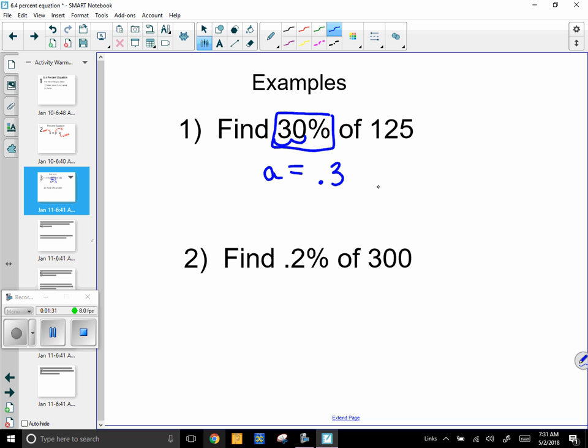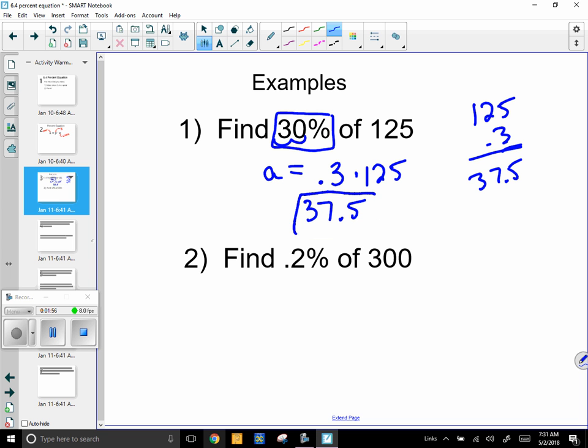Go back to 0.3 times 125. And I'm not sure if your teacher is allowing you to use a calculator yet or not. If not, just come out to the side and multiply 125 times 0.3. And that's 375, but it's 37.5 because there's one thing behind the decimal. So the answer to this is 37.5. Let's try the next one.